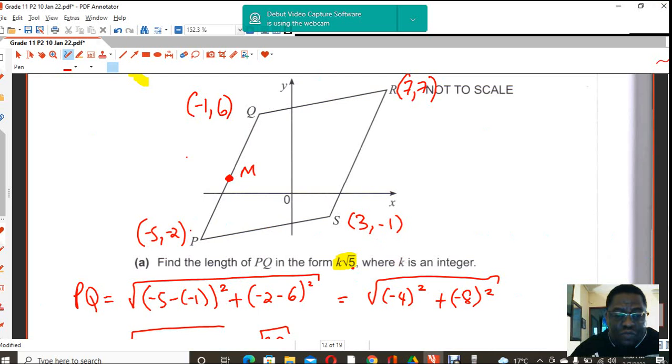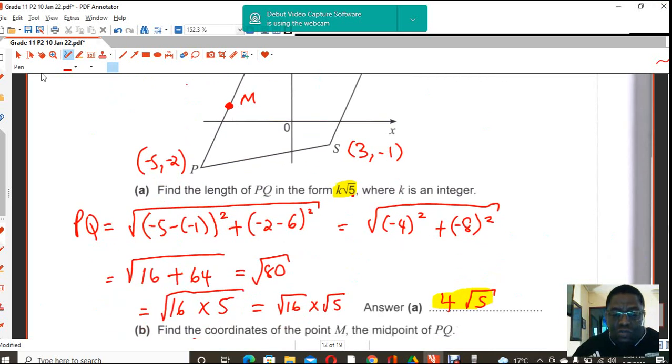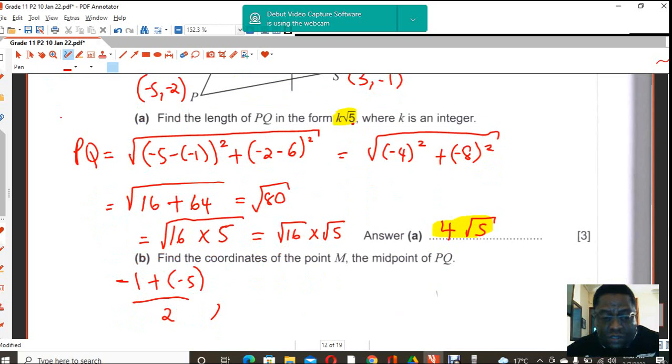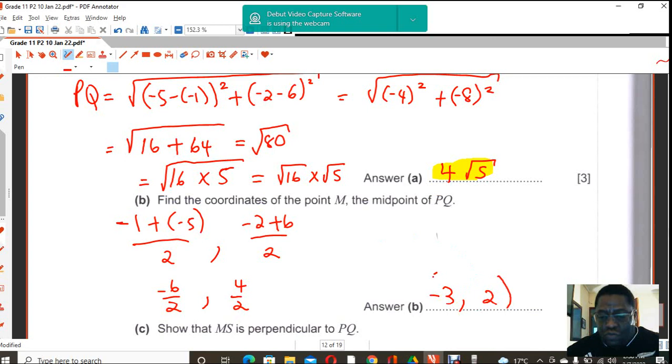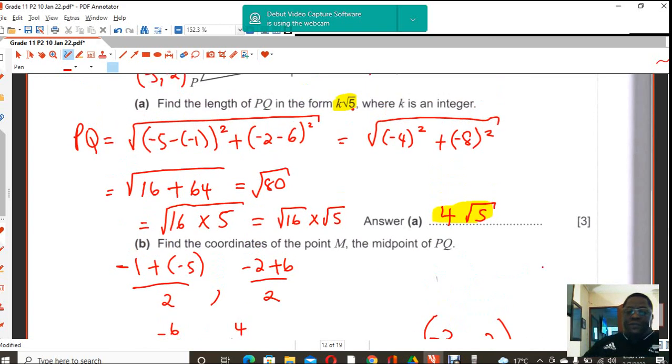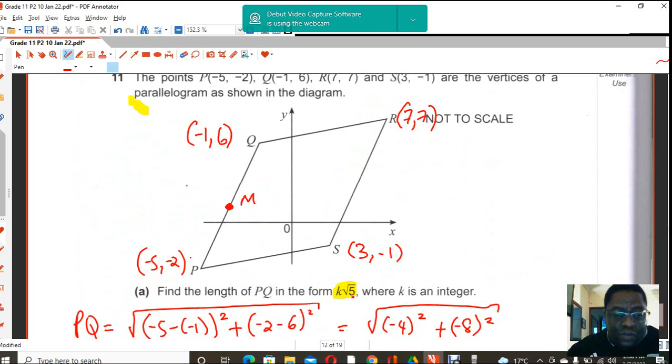So -2 plus 6, half of that. All right, so the x value becomes -6 over 2, comma 4 over 2. So it's -3, comma 2. That's the coordinate of the midpoint. Okay, -3, comma 2. So I'm going to write it in there. It's going to be -3, comma 2.